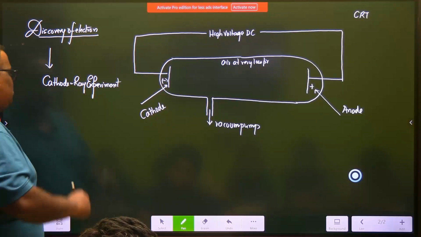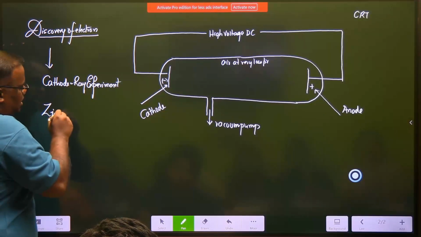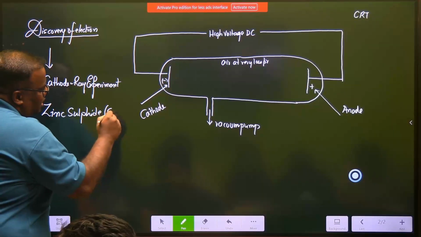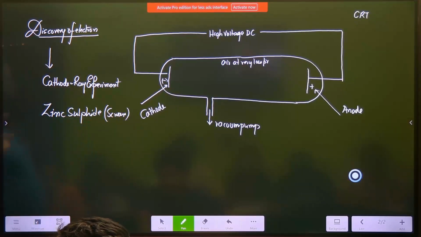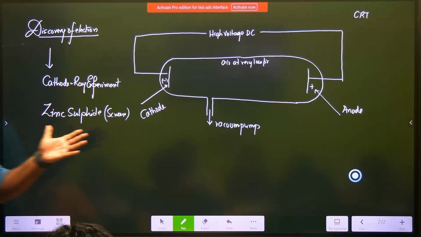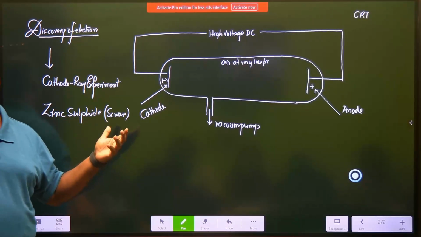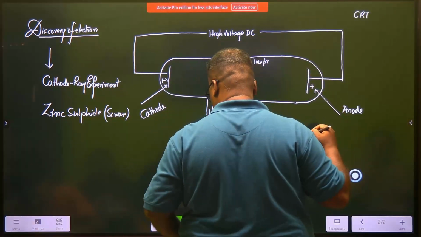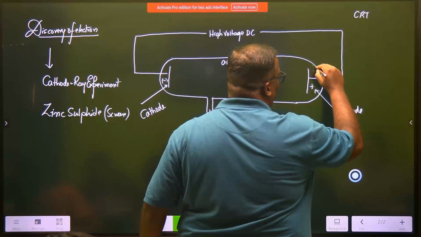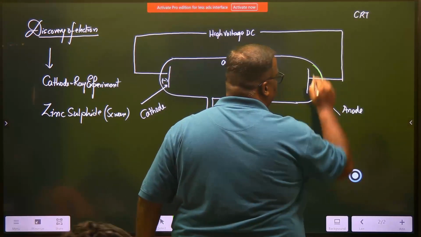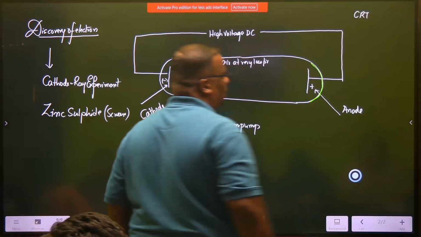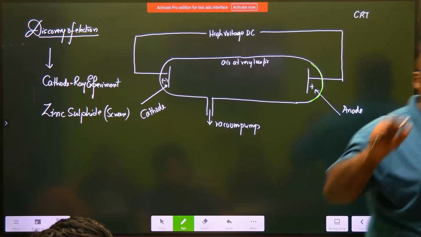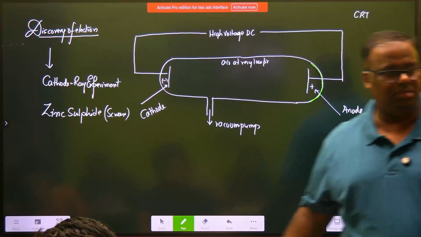At that time, we also use a material which you will hear a lot, which is known as zinc sulfide. Zinc sulfide is used as a screen layer. Zinc sulfide is fluorescent in nature. When some particle strikes it, you will see fluorescence. This portion is coated with a light coating of zinc sulfide, which is sensitive to particle hit. Once a particle hits, there is a fluorescence, and you can understand that something has come.